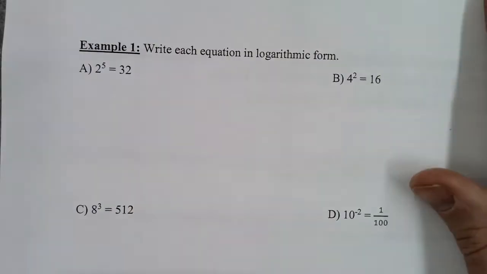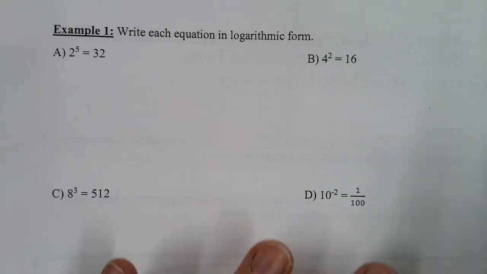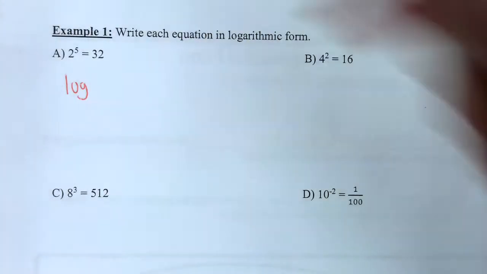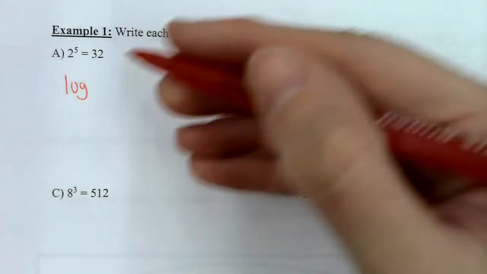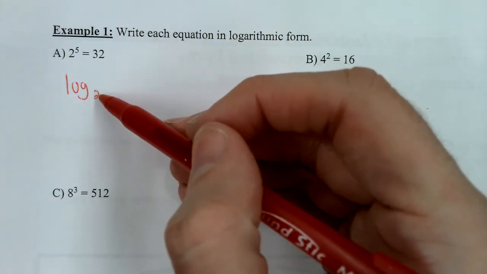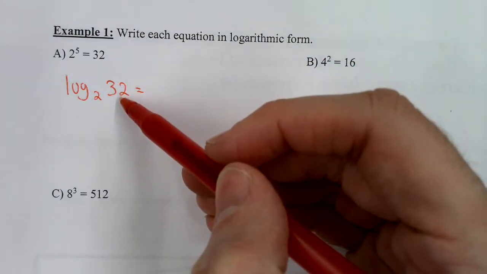So here we go. Example 1. Take all of these equations, which are in exponential form, and write them in logarithmic form. Okay? So here's how we do that. Log, this number 2, that's your base. So it should be a little smaller. It's not in line with log. It's like a subscript. And then you put 32. That's called the argument. Equals 5.